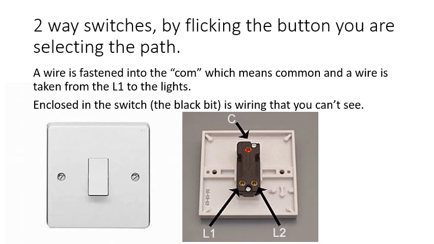Enclosed in the switch, the black bit at the back, is the wiring that you can't actually see. So in this black section here, there is wiring that you cannot see from this diagram. But I'm going to explain how this works and how a two-way switch allows you to select the path that electricity flows.